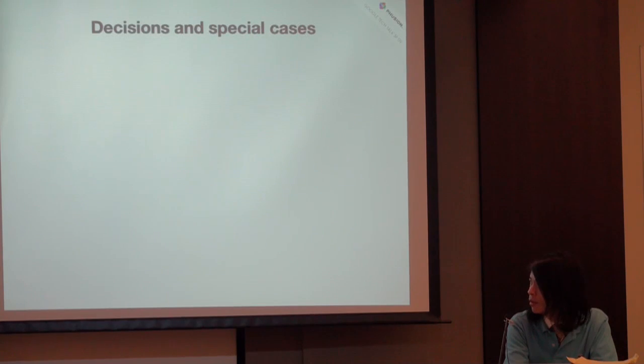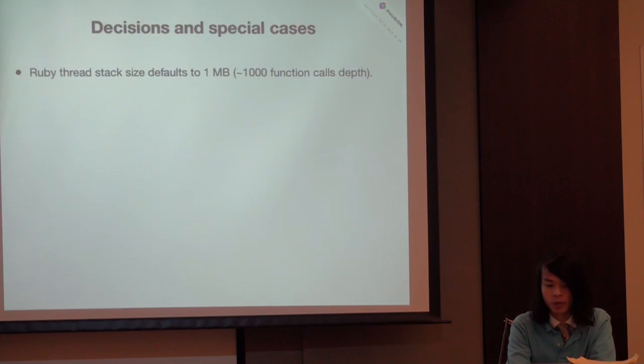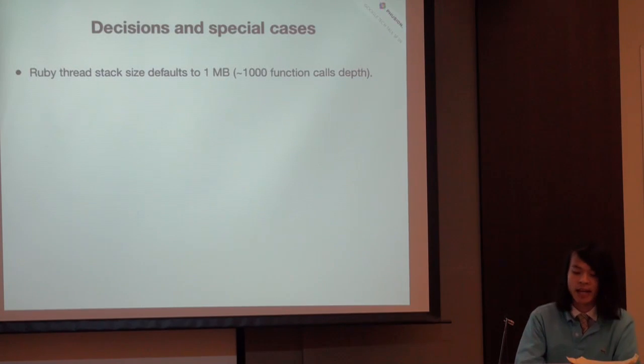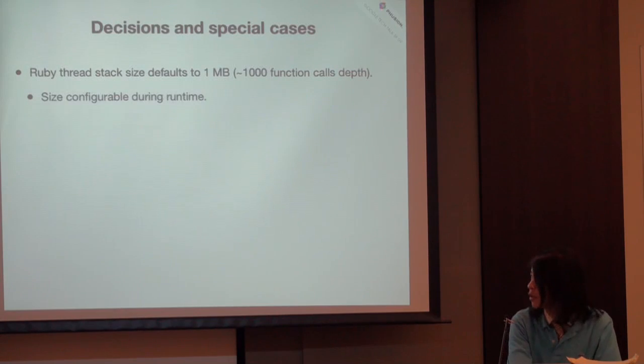So this led to some decisions and some special cases. First off, it was decided that the Ruby thread stack size would default to 1 megabyte, which is about 1,000 function call depth, which we believe is adequate for most use cases. The size is configurable during runtime for advanced users if they should need to do that.